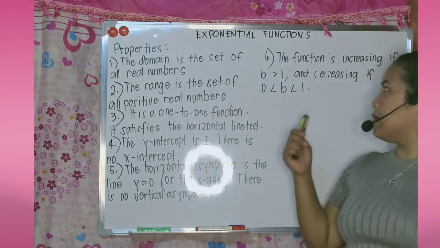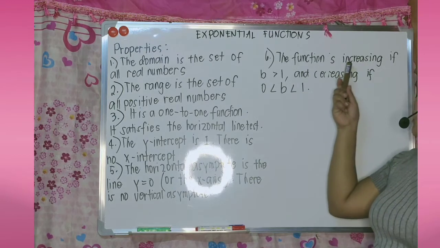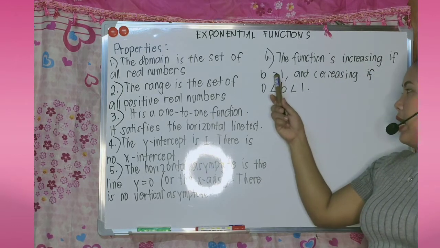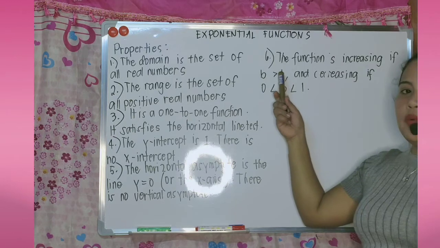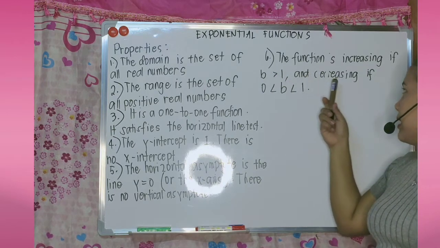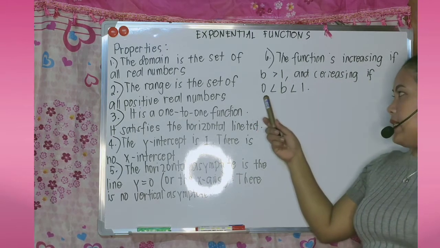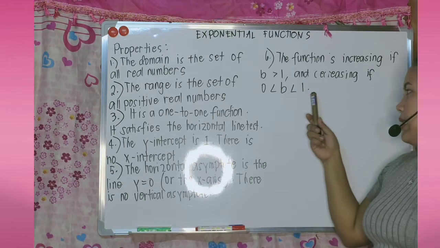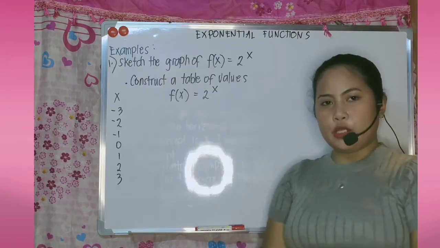Right? Then last, number 6, the function is increasing if b is greater than 1 and decreasing if 0 is less than b and b is less than 1. See the following example.